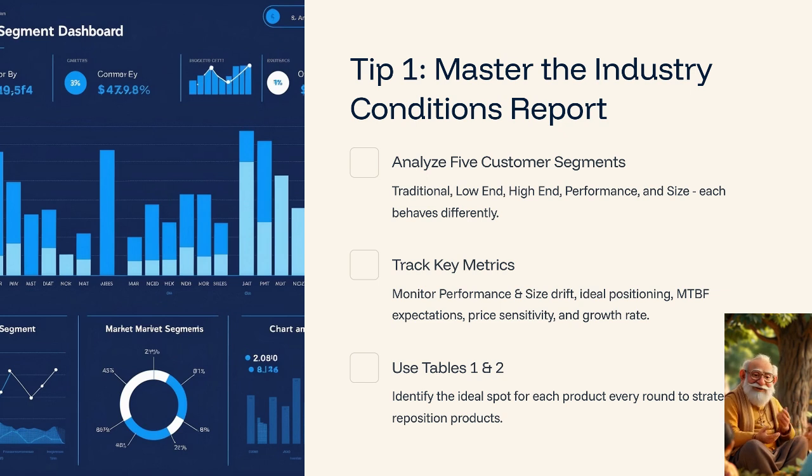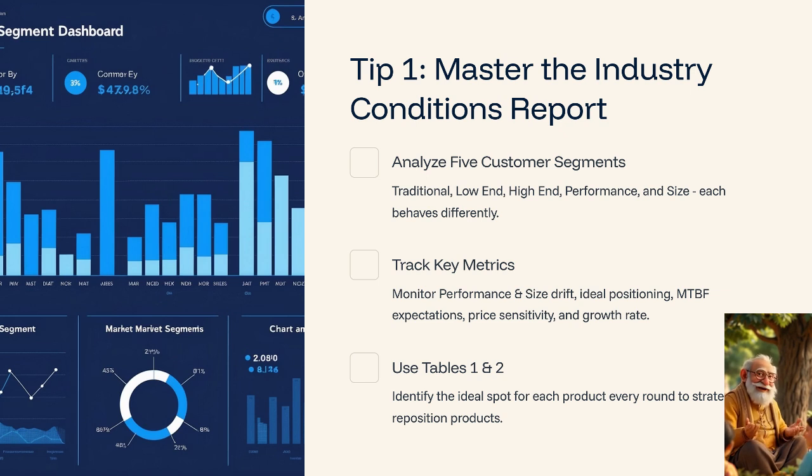Your very first step to success in Capsim is to analyze the industry conditions report. This report provides essential data about the 5 customer segments: 1. Traditional; 2. Low-end; 3. High-end; 4. Performance; 5. Size. Each of these segments behaves differently in terms of performance and size drift, ideal positioning, MTBF expectations, mean time before failure, price sensitivity, growth rate.